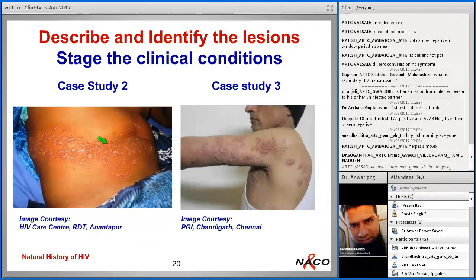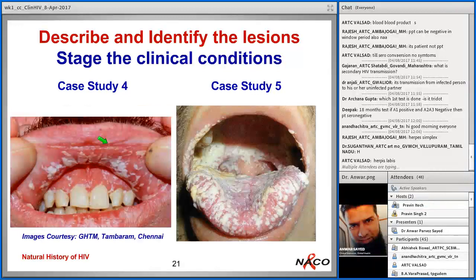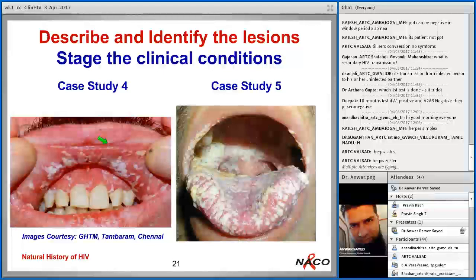There are a few case studies here just to revise what we tried to discuss during the clinical staging. This is a 29 years old HIV positive woman who has painful ulcers which are vesicles, of 3 days duration. Obviously the diagnosis is very clear from here: it is herpes simplex labialis, which will form under WHO clinical stage 2.